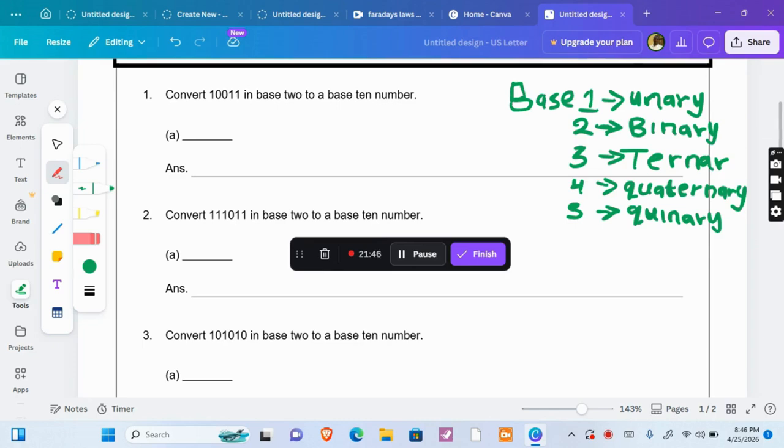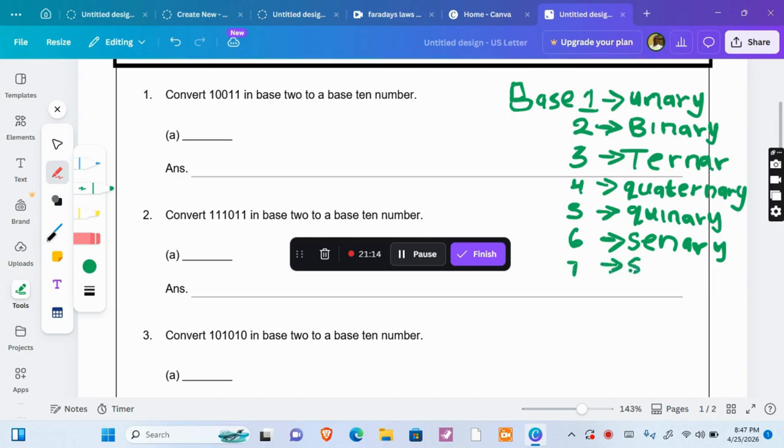Numbers in base 6 are called senary numbers, S-E-N-A-R-Y. The numbers in base 7 are called septenary.